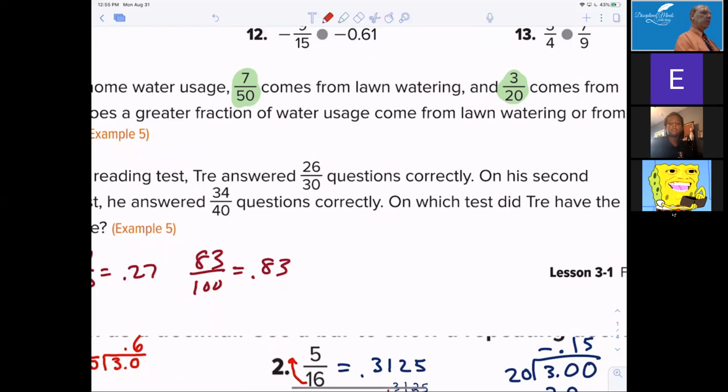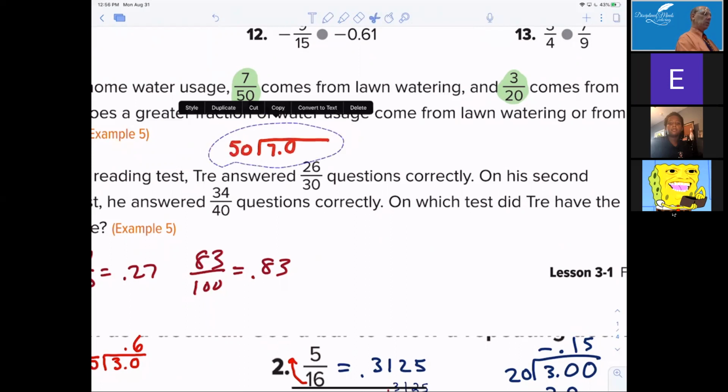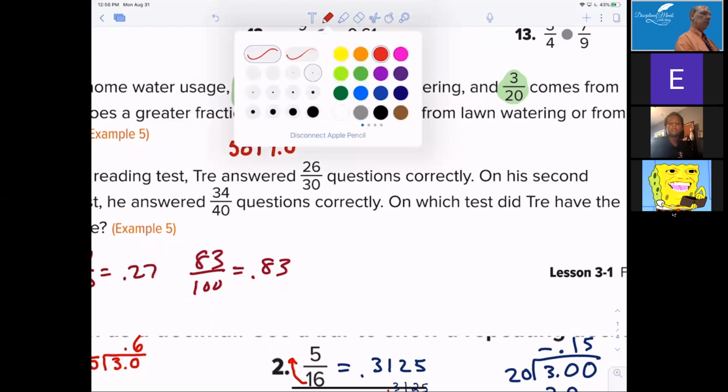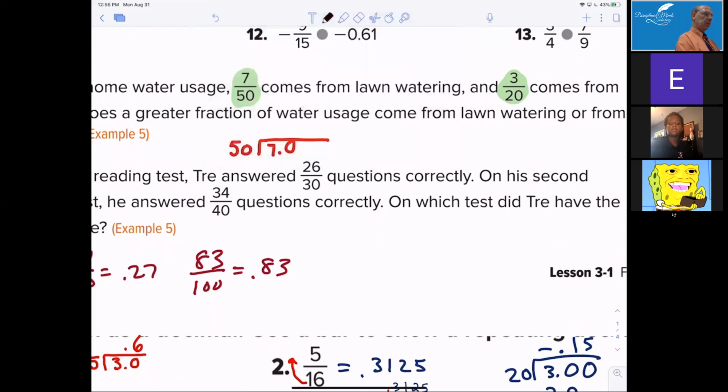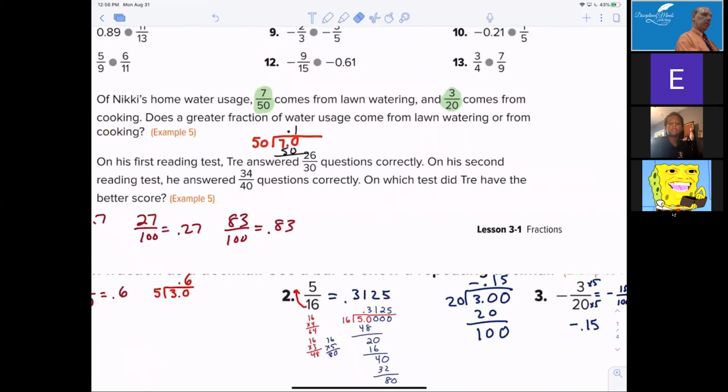But I want everybody to do 50 on the outside, 7 on the inside, and then let's talk about it. Come on, everybody's got to do the division. So how many times does 50 go into 70? 1 time. All right, so here we go. Put the decimal, 1, 50, and when you subtract, man, I'm running out of room here, guys. So I'm just going to do this. I'm going to put it right here.